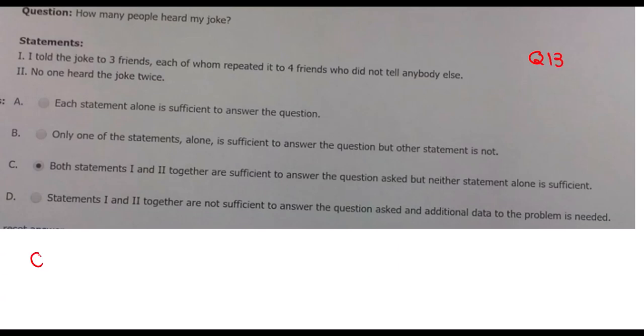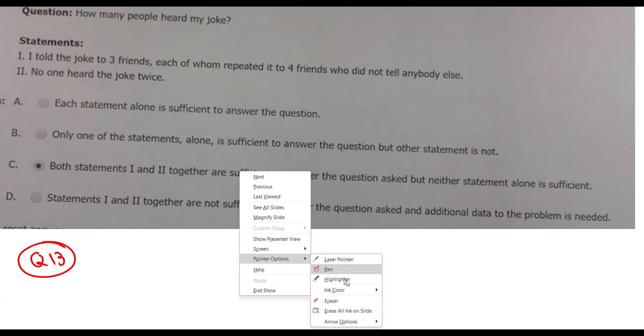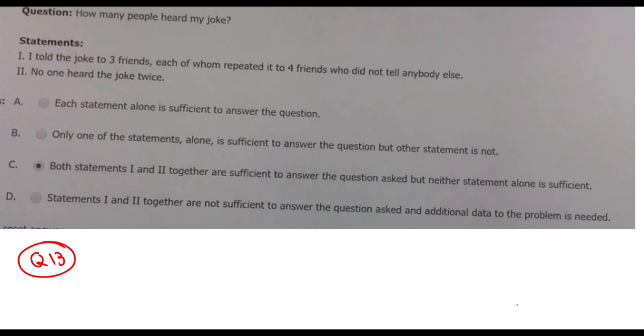This is regarding data sufficiency. How many people heard my joke? I told the joke to 3 friends, each of whom repeated it to 4 friends who did not tell anybody else. Right, so I told to 3 people, then each of those 3 people told 4 friends, then they're not repeating that. Total 12.